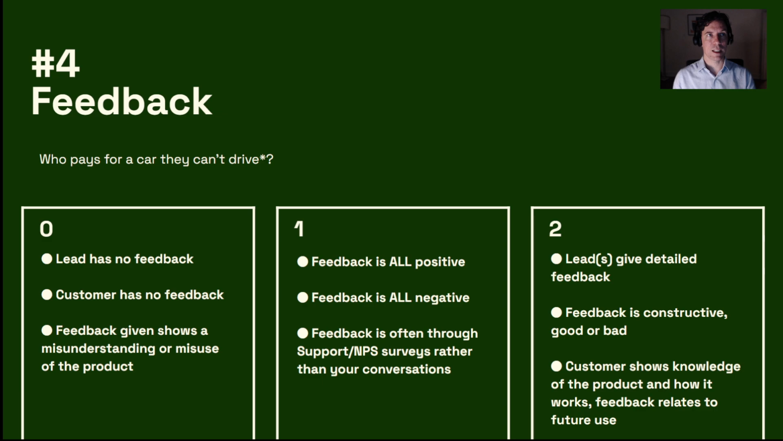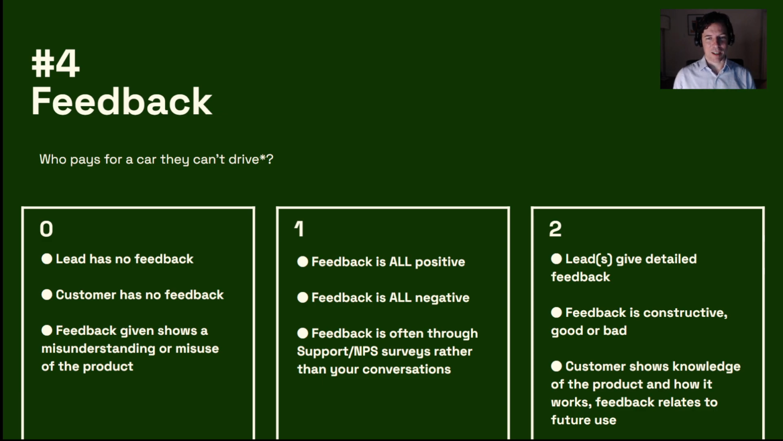So even the lead, if they're somewhat tangentially related to other users, they're also not bringing in feedback from them. This is a case where if there's a big bug or a product outage or something that everyone is talking about, and that handful of customers aren't at all, that's suspicious. And that's my 0 category in your feedback. Feedback given shows a misunderstanding or misuse of the product. They tell you their computer cup holder is broken. We all know that joke.